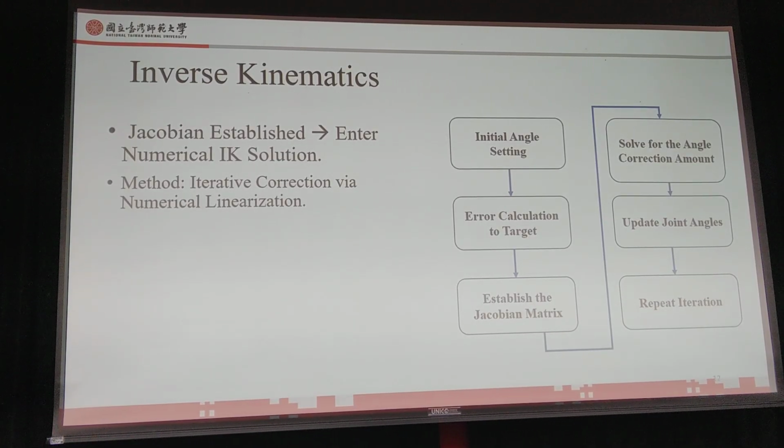We use an iterative correction method based on numerical optimization to solve the IK. First, we set the initial joint angles and calculate the error. Then we build the Jacobian matrix, use it to find the angle correction, and update the joint angles. This process repeats until the solution converges to the target position.